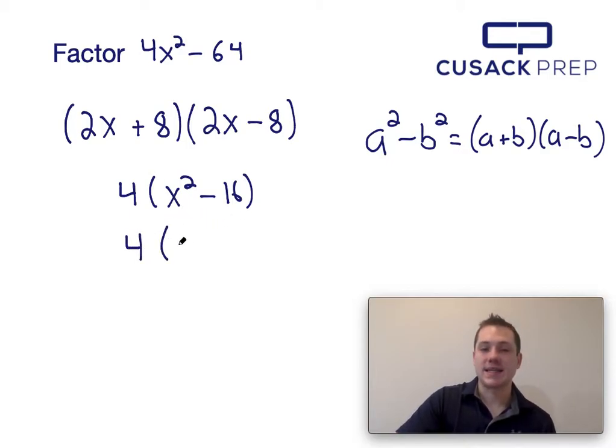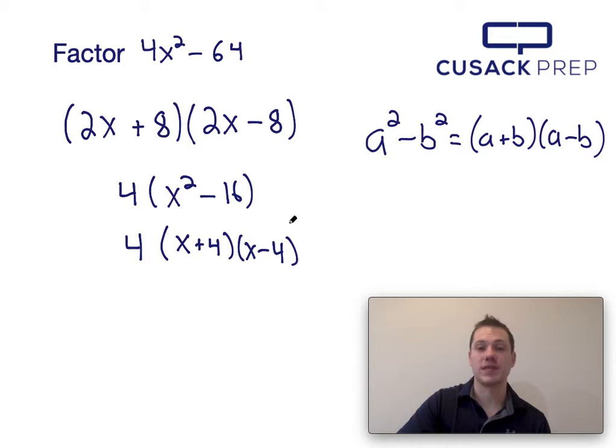Now, x squared minus 16 can be factored into x plus 4 times x minus 4 using the difference of squares equation once again. And this is it. This is the fully factored form of 4x squared minus 64.